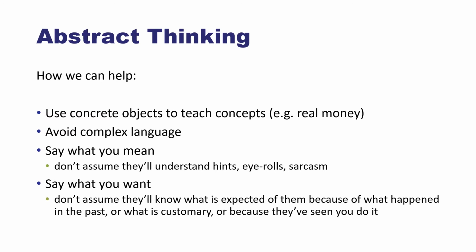And say exactly what you want, right? So if you expect them to pick up after themselves, or anytime they're downstairs and there's laundry in the dryer, anyone who's down there should be bringing it up, you want to say that to them. You don't want to assume that they'll know what the expectation is just because of what's happened in the past, or what's customary in your family, or because they've seen you do it over and over again. They won't know that this is what you want of them. So if this is an expectation you have of them, make sure that you say it to them.